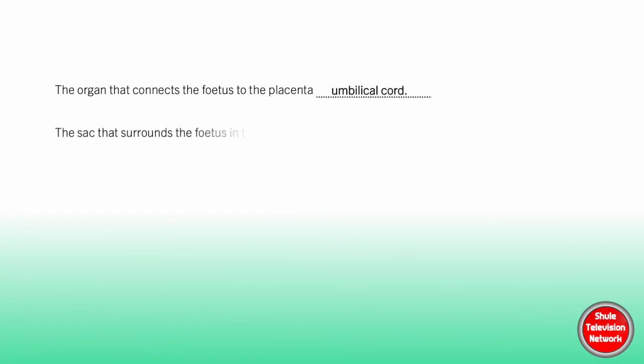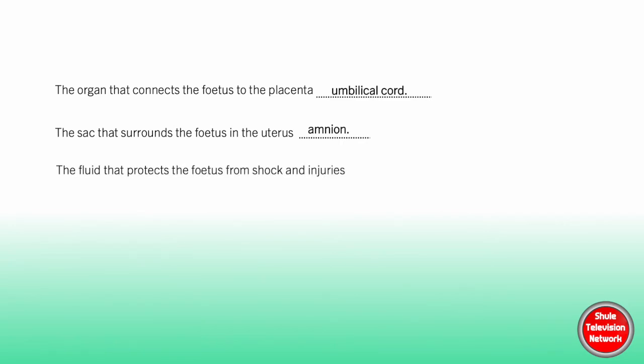The sac that surrounds the fetus and the uterus is known as dash. Amnion. The fluid that protects the fetus from shock and injuries is known as dash. Amniotic fluid.